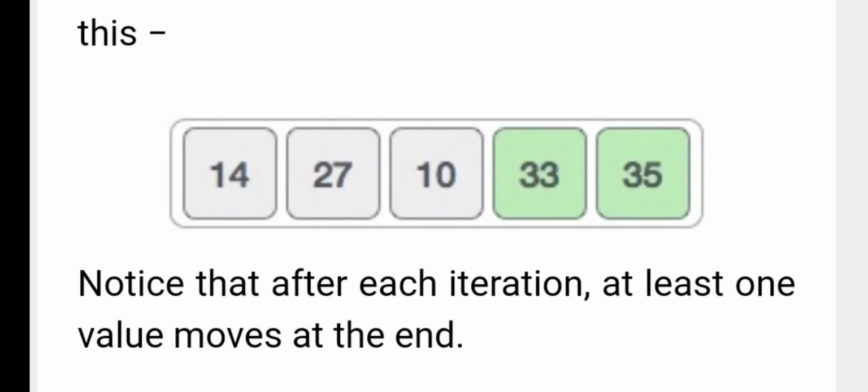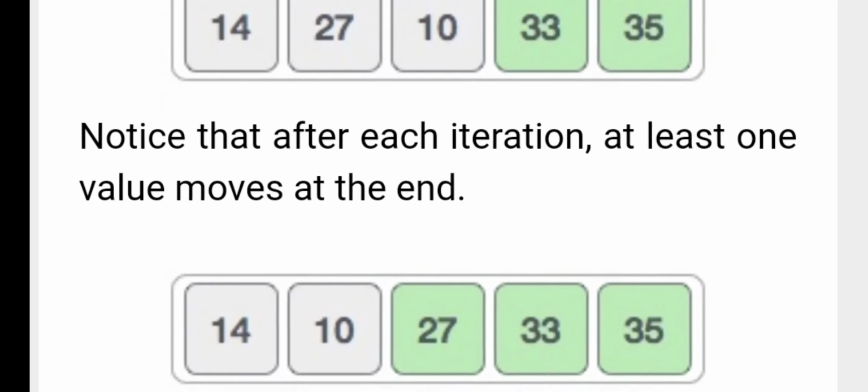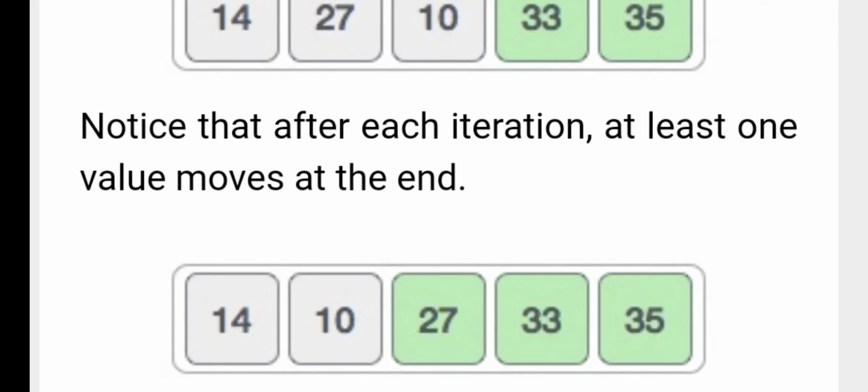We have completed the second iteration now. After completion of the second iteration, the second largest element here is 33. So 33 is placed in its appropriate position, right? Next, we have to start the third iteration. Notice that after each iteration, at least one value moves to the end.